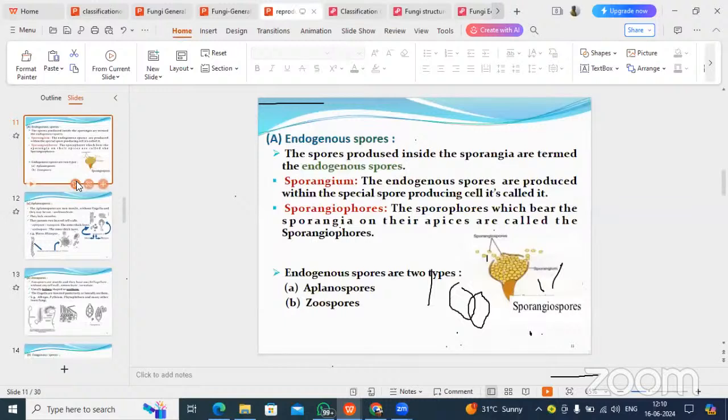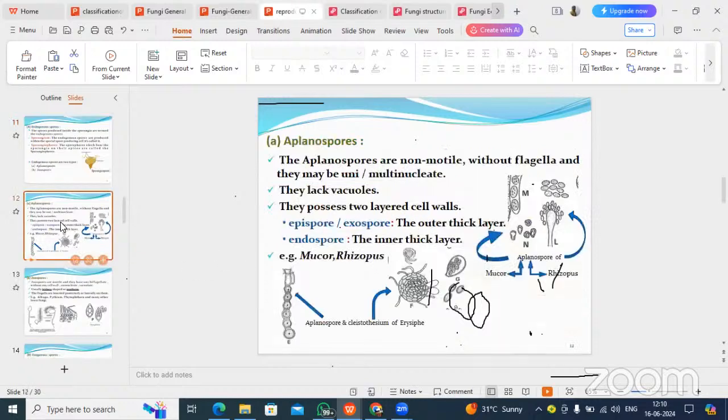you see the endogenous spores which are there inside the sporangium. Sporangiospores, I told you, in Rhizopus and Mucor, which are there inside the sporangium, inside the sac. Okay. And endogenous spores are of two types, aplanospores and zoospores. Aplanospores means non-motile spores. Aplano means non-motile, no flagella. Okay, non-flagellated. You can see here the sporangiospores are called aplanospores.